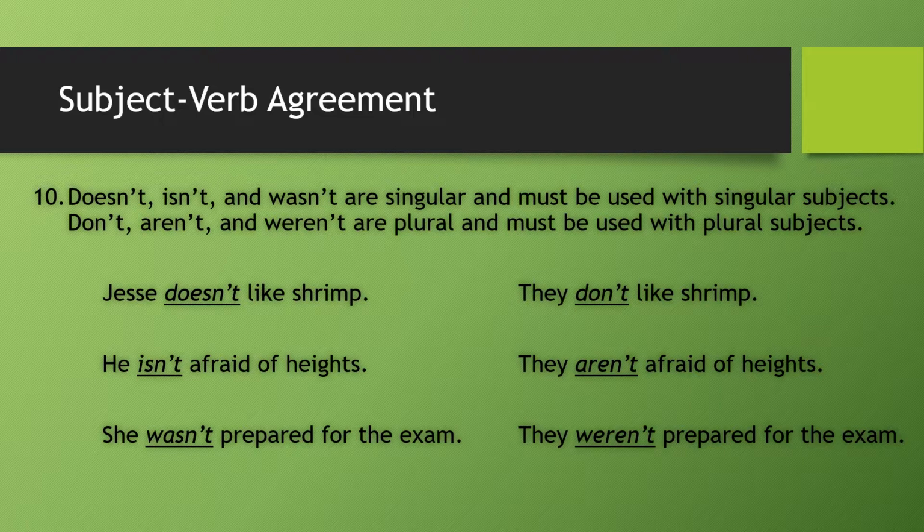He isn't afraid of heights. He is the singular subject, isn't is the singular verb. They aren't afraid of heights. They is the plural subject, aren't is the plural verb. She wasn't prepared for the exam. She, singular subject, wasn't, singular verb. They weren't prepared for the exam. They is the plural subject. Weren't is the plural verb.